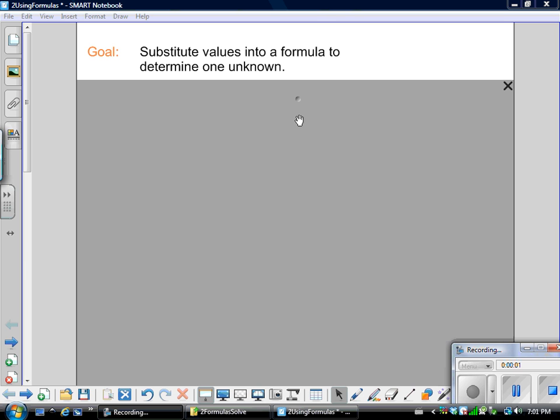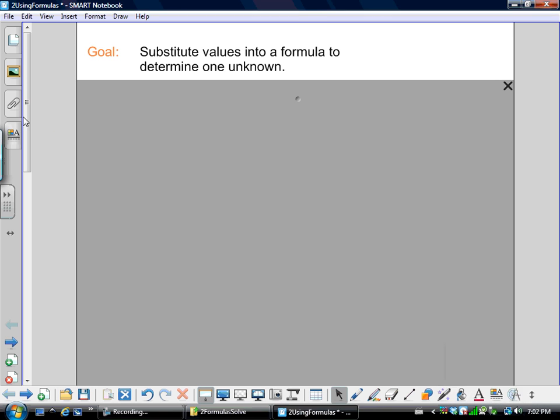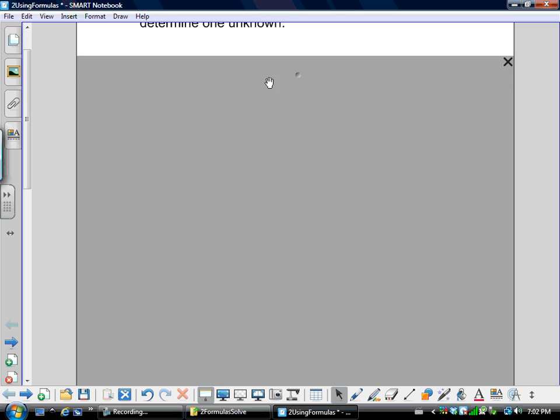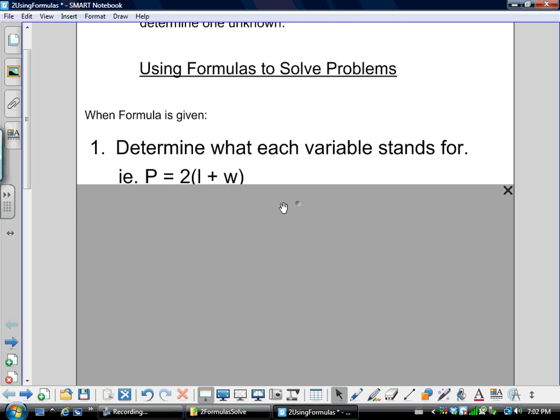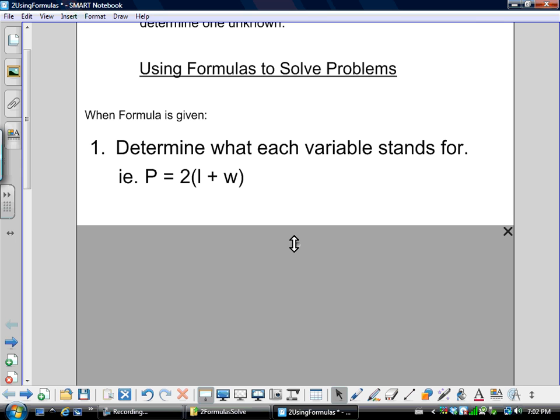All right, today's lesson is really the first lesson of this unit. What we're doing is substituting values into a formula to determine one unknown. First of all, we're looking at when the formula is given. They are telling you in the question, this is the formula. What we have to do is read the question to determine what each variable stands for.